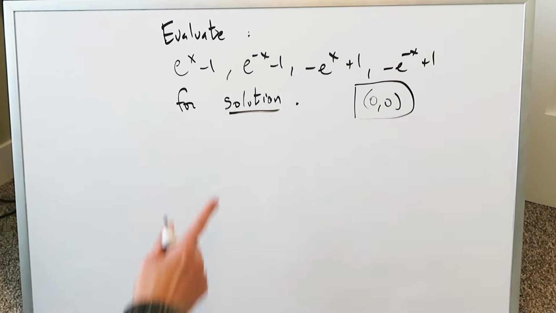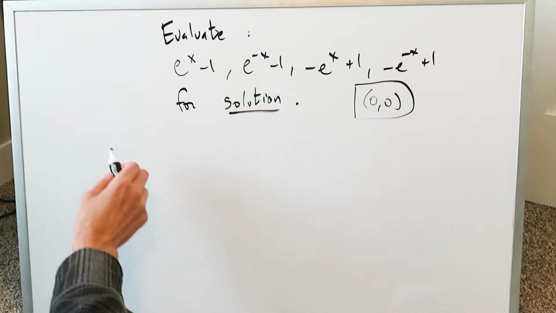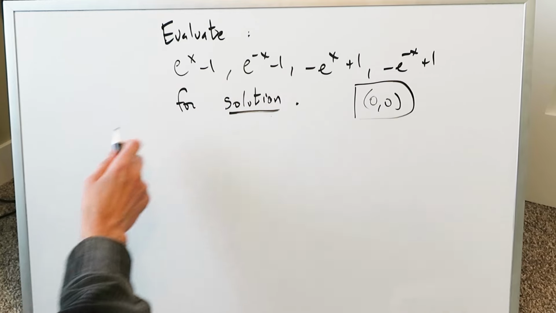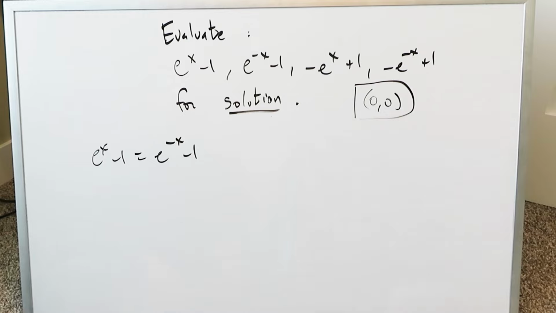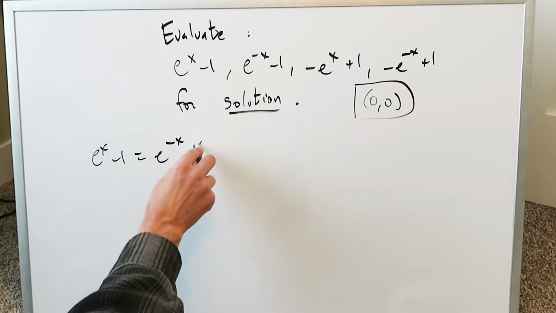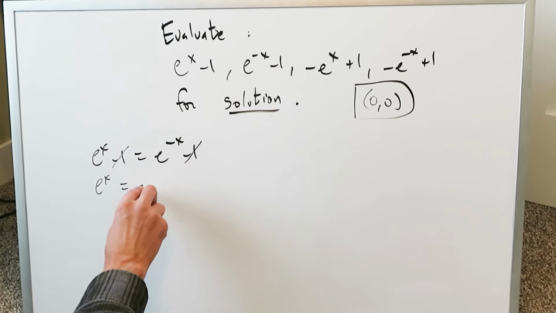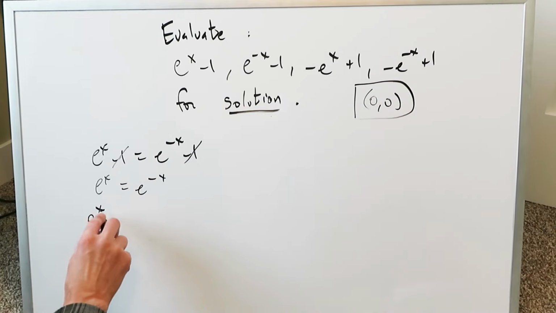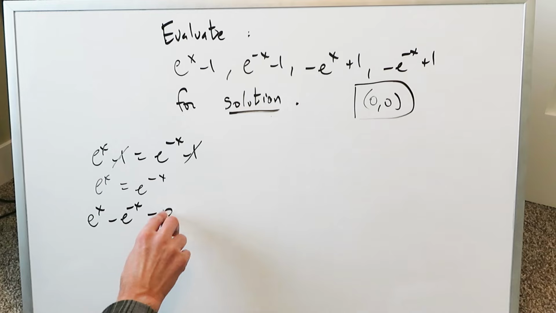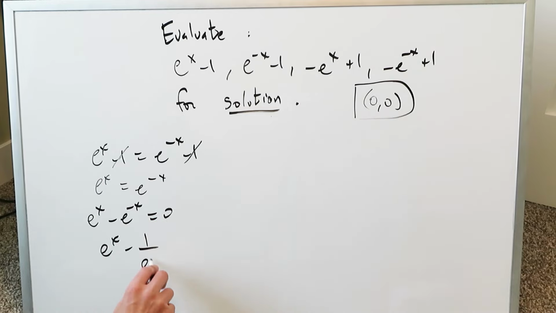A good way for you to do it would be just to pick one and then equal it to the other one. Let's pick this one and we can equal it to that. E to the x minus 1 is equal to e to the minus x minus 1. If you take the minus 1 to the other side, it'll cancel out. You'll have e to the x is equal to e to the minus x. But to properly do it, you should take this onto the other side. You'll have e to the x minus e to the minus x is equal to 0. Flip it over to get rid of that negative exponent. All of this is equal to 0.